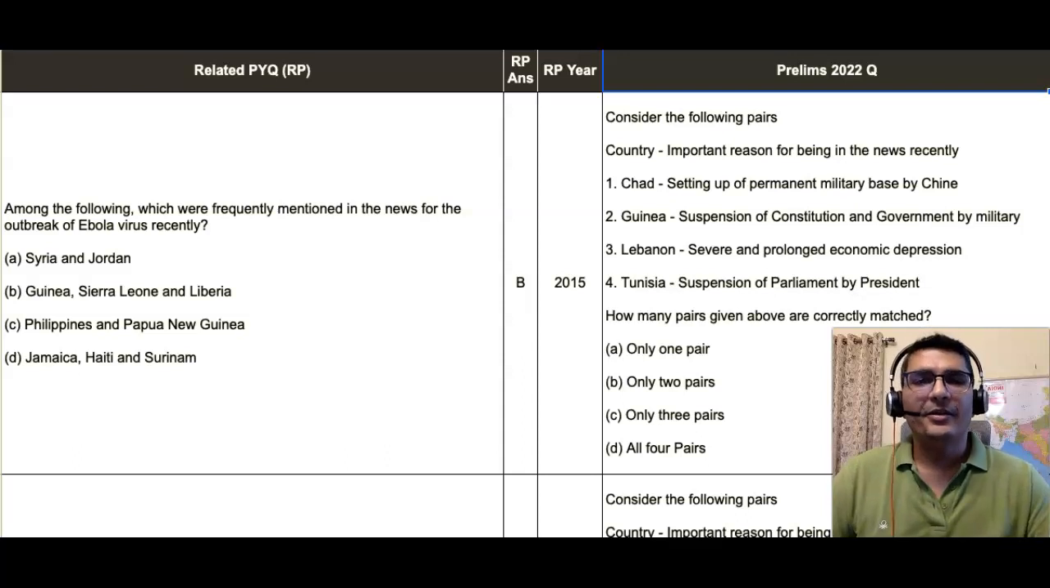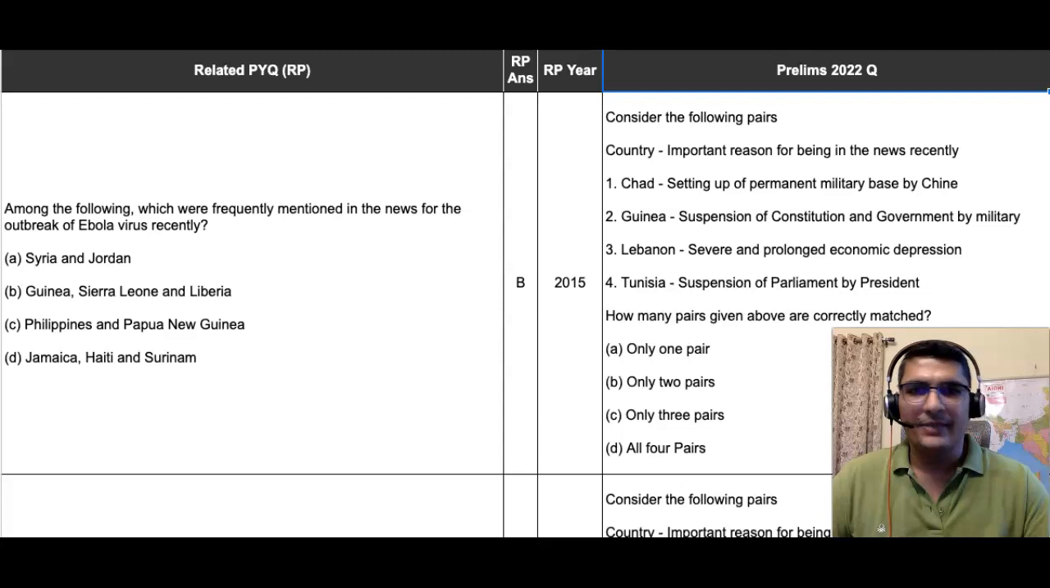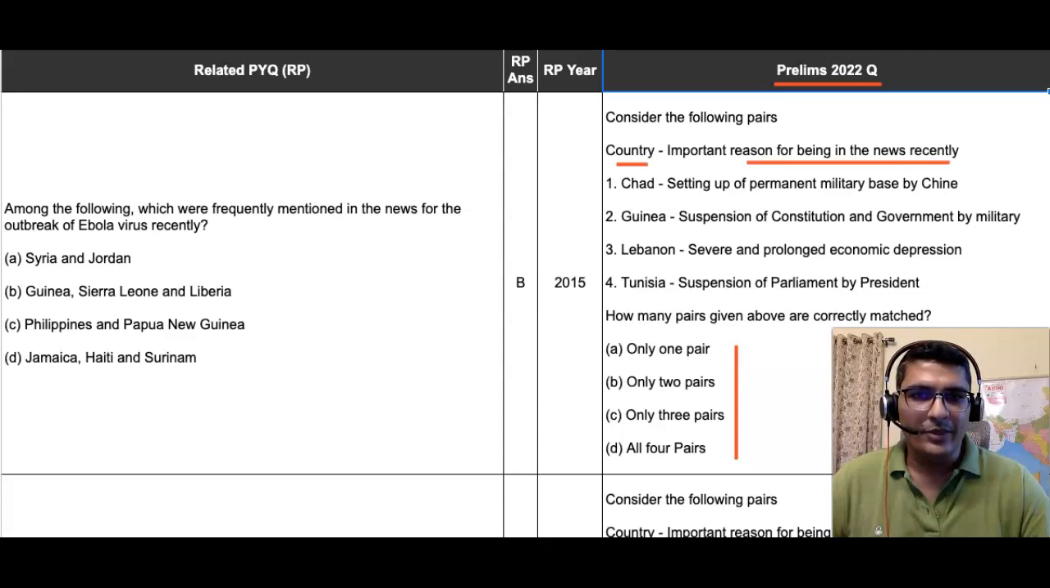Hi guys, another question of the new option style of UPSC is given on the rightmost part of your screen in the column headed Prelims 2022 question. By the new option style, I mean this kind of options. In this question again, it was a match the following kind of question where a country and the reason why this country was in news were given, and there were 4 countries and of course the corresponding 4 reasons.